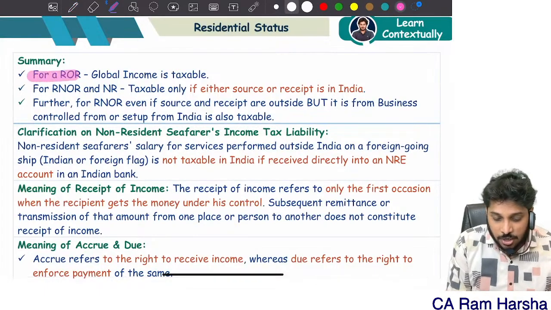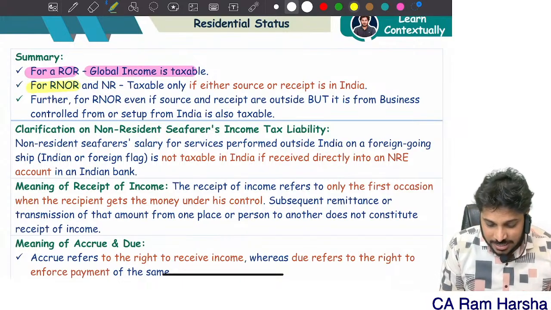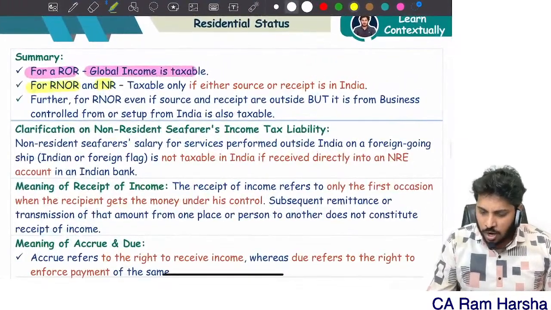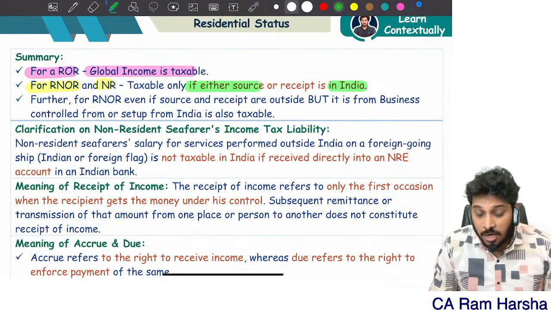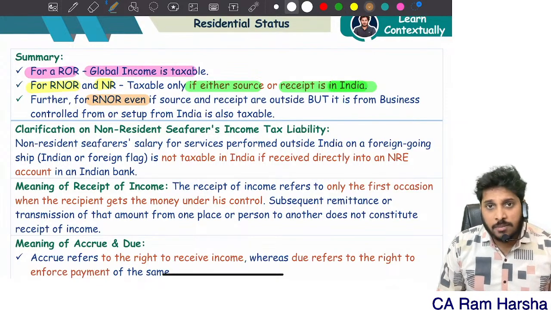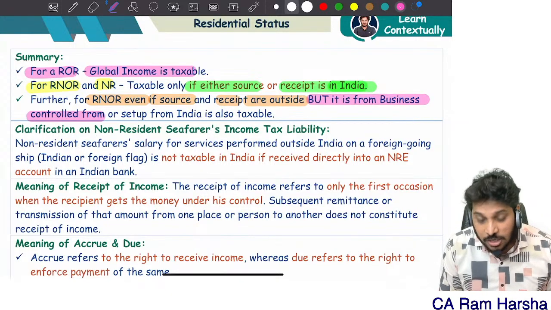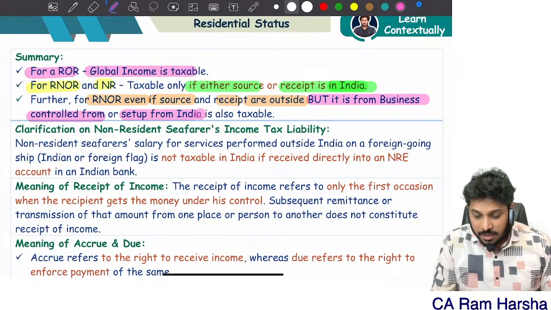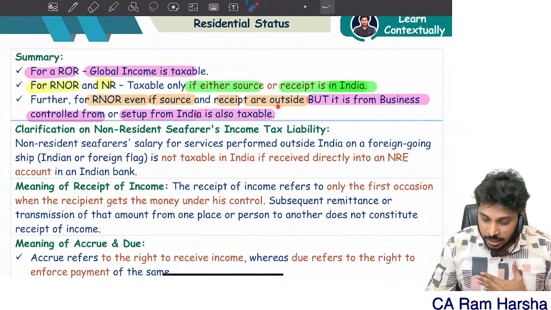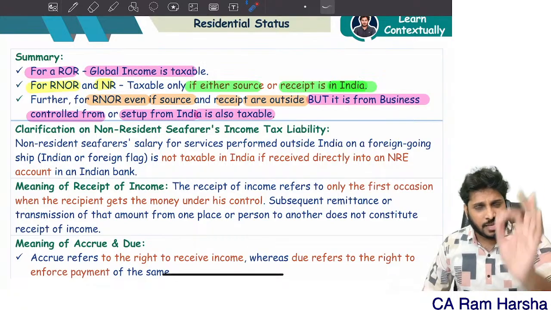Because for a resident and ordinarily resident, global income is taxable. For resident but not ordinarily resident and non-resident, only 2 types of incomes are taxable. What are they? Either source must be in India or receipt must be in India. For RNOR, if source and receipt both are outside, but it is from business controlled from India or profession set up in India, that is also taxable.